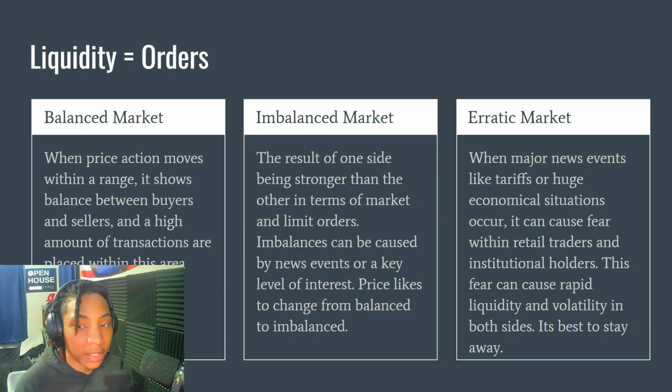And then we have the third box here, which says an erratic market, which can generally happen when there is a very strong news event, for example, like tariffs or anything of the case. This can cause panic and fear within the market and limit orders or buyers and sellers in the market, which can cause a lot of rapid movement. And generally speaking, as a trader, you don't want to be a part of that, because that can cause you to get your positions liquidated, or you can get stopped out, which can cause you to lose money due to the rapid movement to the upside or the downside. So we want to make sure that we're trading imbalances, and we want to make sure that it aligns with the higher time frame and the general trend.